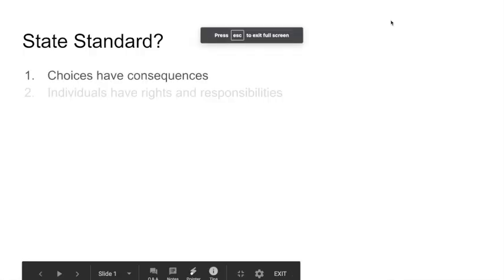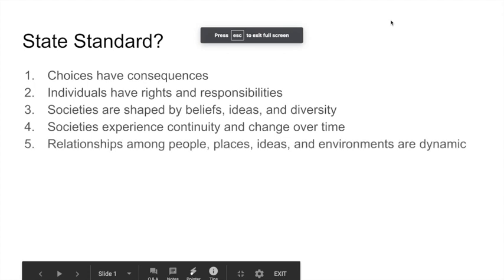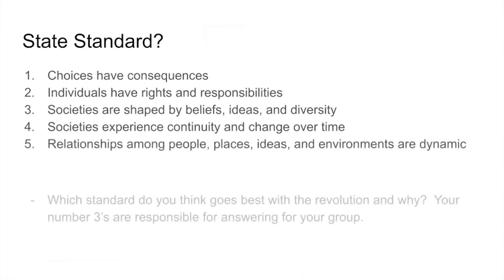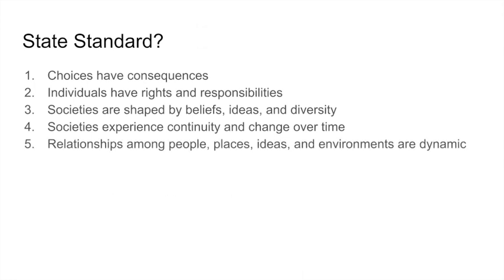Okay, so all year long we're going to have one of these 5 standards per unit. So we just have to figure out what is going to be the best standard to go with the revolution. We have: choices that have consequences. Individuals have rights and responsibilities. Societies are shaped by beliefs, ideas, and diversity. Societies experience and continually change over time. Relationships among people, places, ideas, and environments are dynamic.